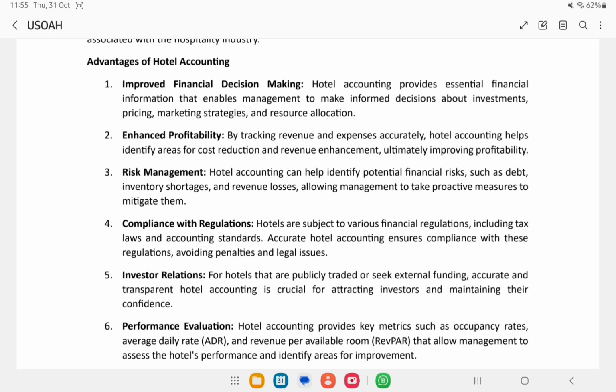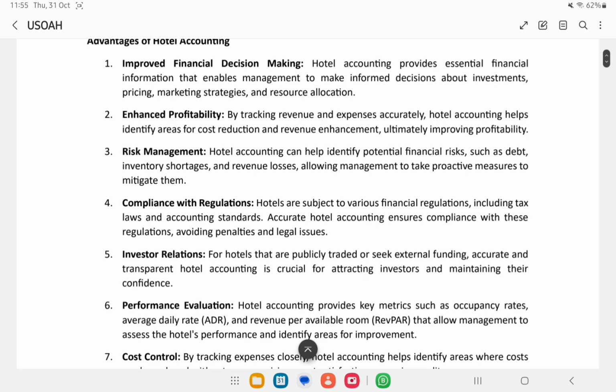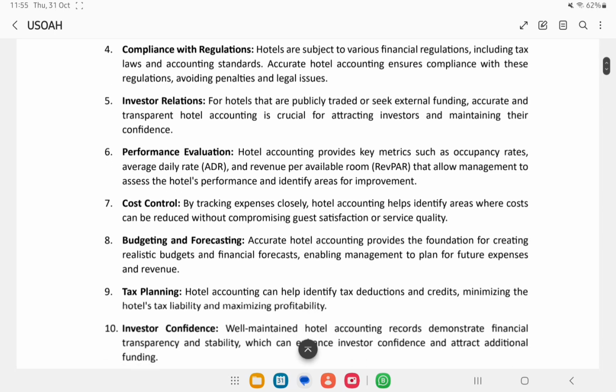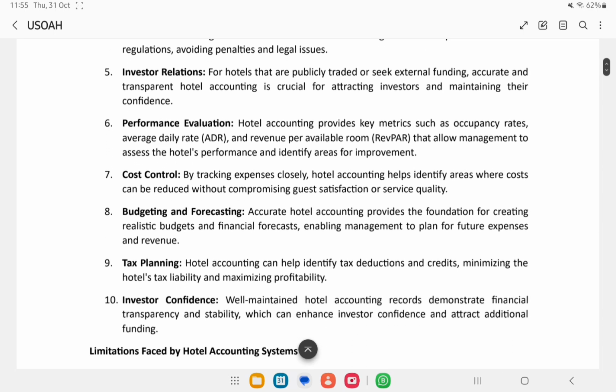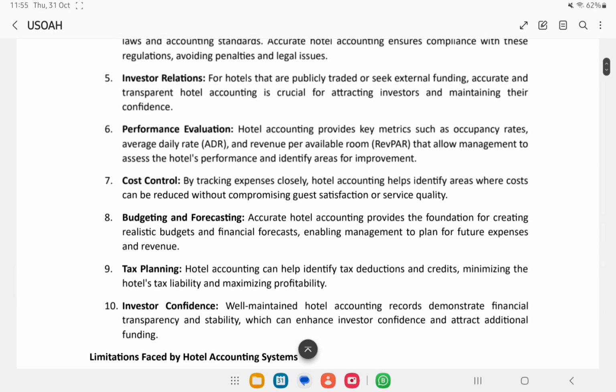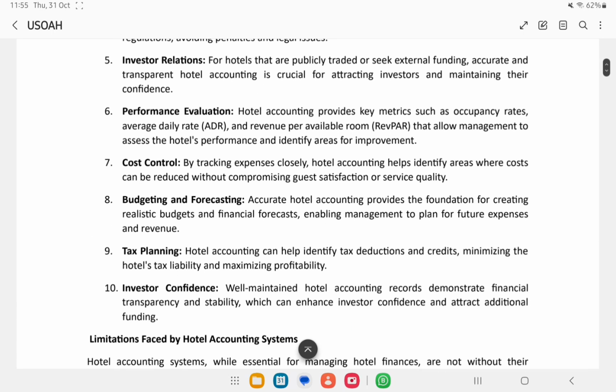Now we can see what the advantages of hotel accounting are. It improves financial decision making since it is tailored to the needs of hotels. The hotel managers can easily make decisions with the help of it. It enhances profitability. It helps risk management and compliance with the regulations. All these things are very common to any kind of accounting, so I'm just keeping it. I can just read investor relations. It improves the relation with the investor.